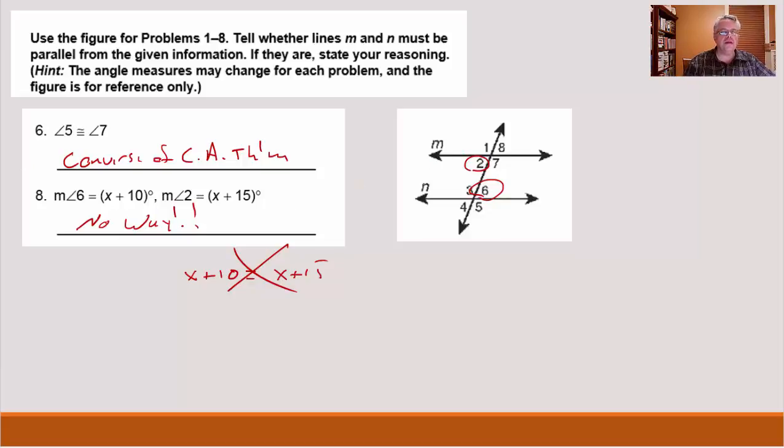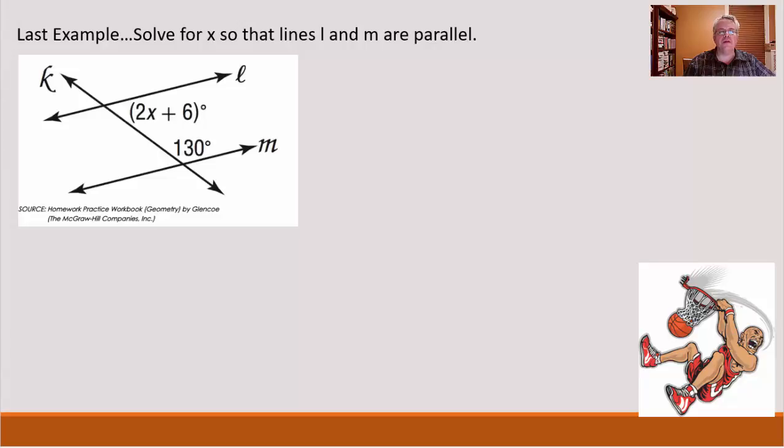Okay, now, one last type of way this can occur. This looks very much like problems we've seen. Normally, we're given that L and M are parallel, and we know these need to be supplementary. But this problem is kind of backwards. We don't know L and M are parallel, but we want to find the value of x that would make them parallel. So what has to happen is, in order for L and M to be parallel, these two have to be supplementary. So we need 2x plus 6 plus 130 equals 180.